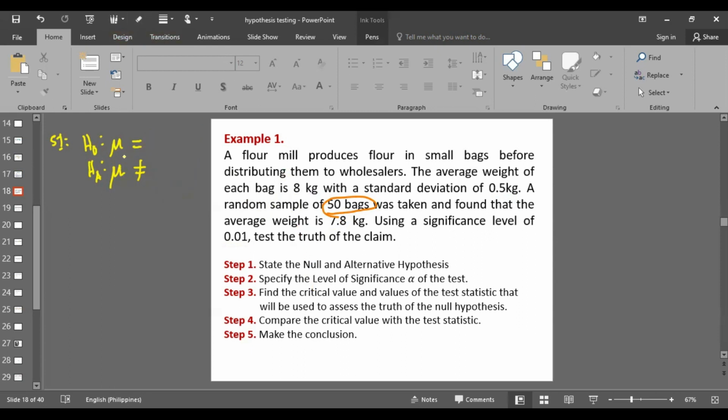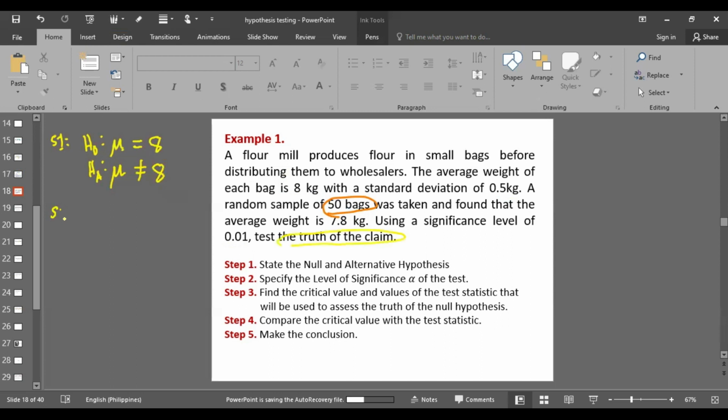So, our null hypothesis here should be the average weight of each bag is 8 kilograms, and the alternative hypothesis here is the average weight of each bag is not equal to 8 kilograms. And we have to test the truth of this claim. Okay, let's proceed. Step 2.